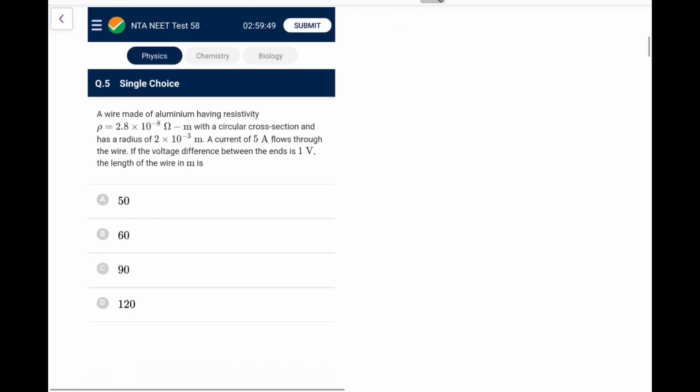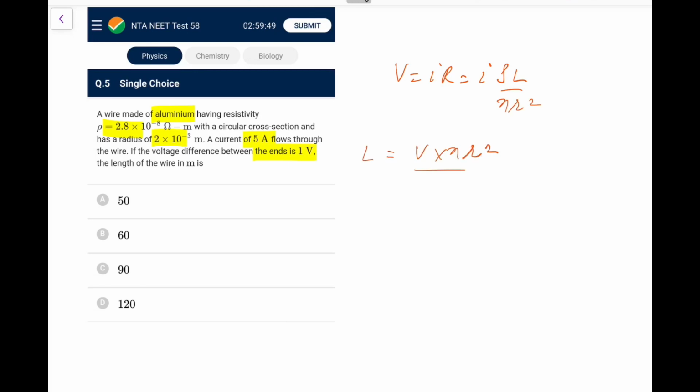Next, a wire made of aluminium has resistivity this, radius this, and a current of 5 ampere flows through the wire. If the potential difference is 1, find the length of the wire. So it's simple Ohm's law, I suppose. V equal to IR, and R you know is rho L by A, where A is pi r square. So what is the length? V into pi r square upon I rho, substituting value 1 into pi r square.